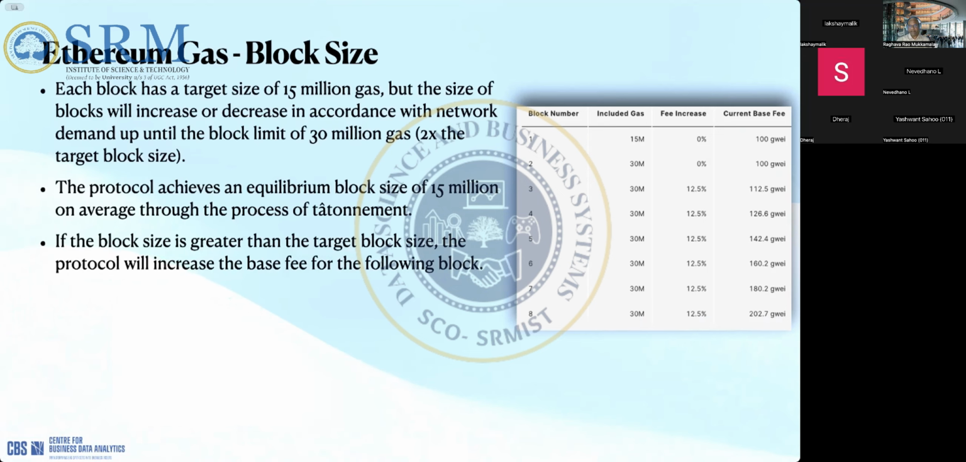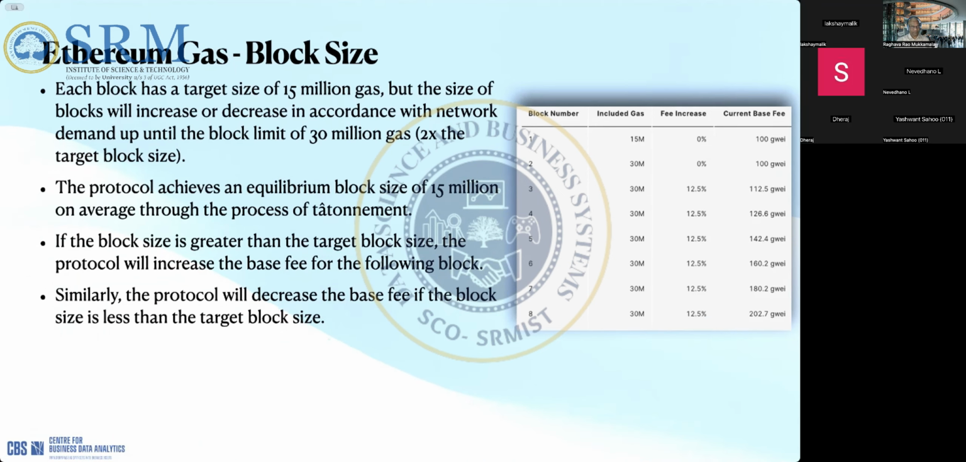Right? And then there was an interesting mechanism in Ethereum to maintain the base price. So the base price, as I mentioned before, is decided by the previous blocks, right? So how does it work? Ethereum specifies that each block has a target of 15 million gas. That is the size of the block which they specify. But the size of the block can increase or decrease in accordance with the network demand.